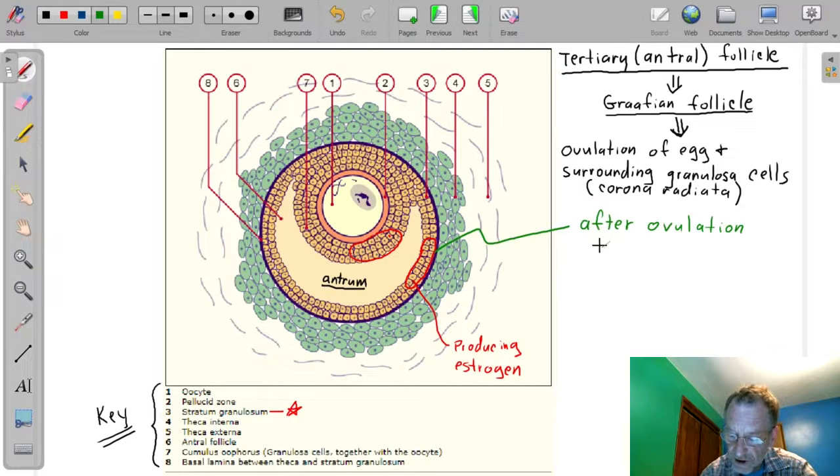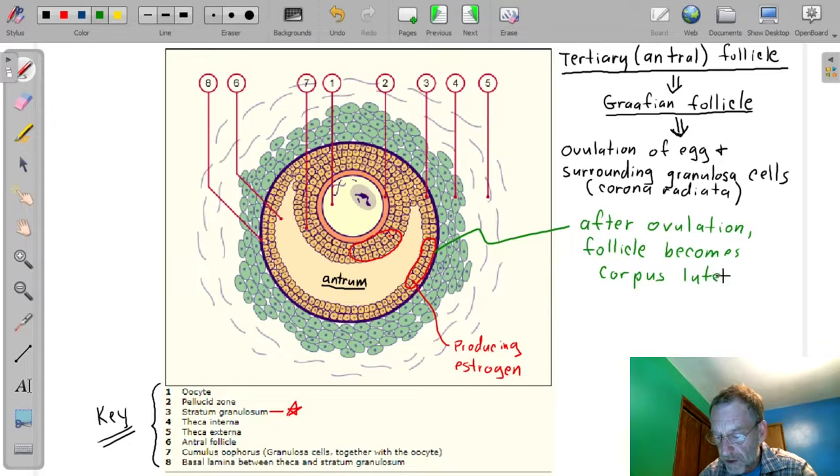So let's just say after ovulation, the follicle, what's left of it, becomes the corpus luteum. Once the egg leaves, what's left behind, the follicle, is now referred to as the corpus luteum, the white body. We'll talk about this more when we get to the hormonal regulation, but I'm just introducing it now, so the next time you come across it, not all of it will be new.